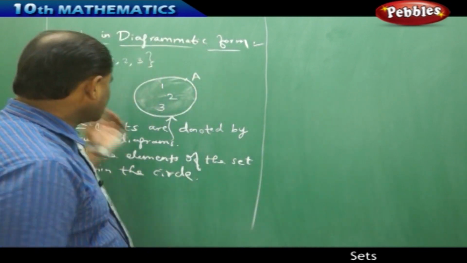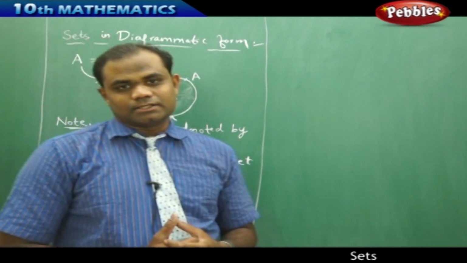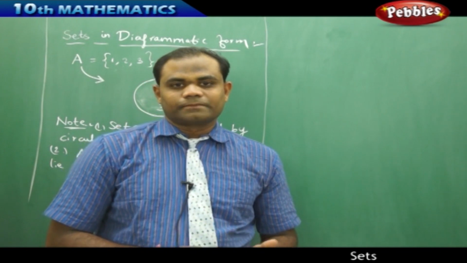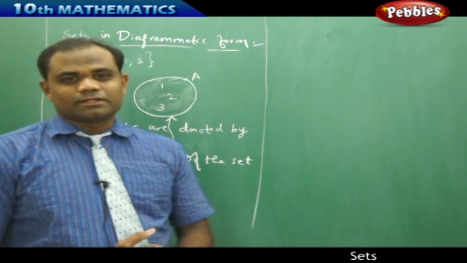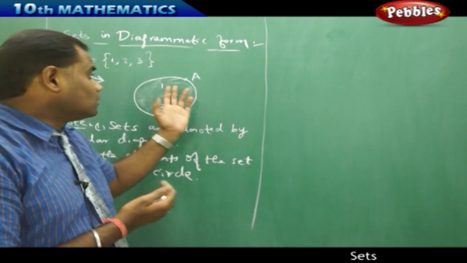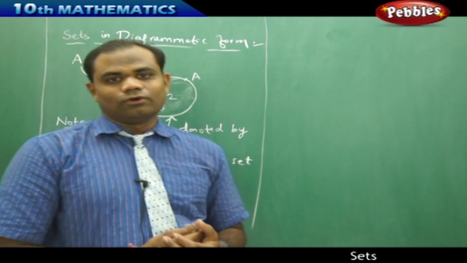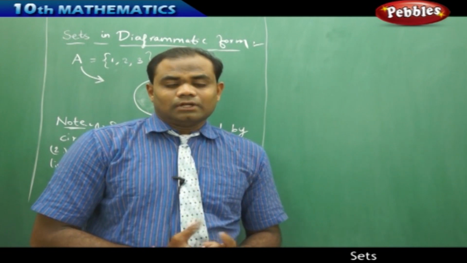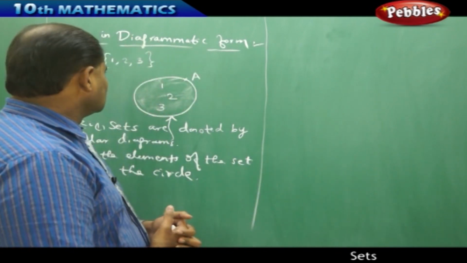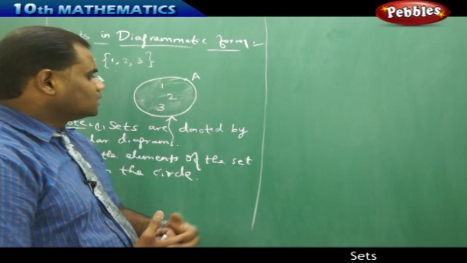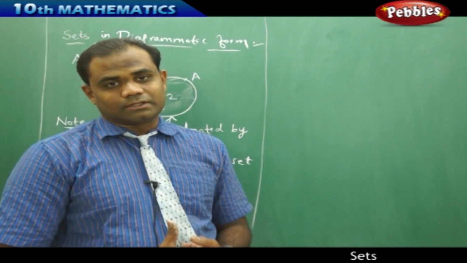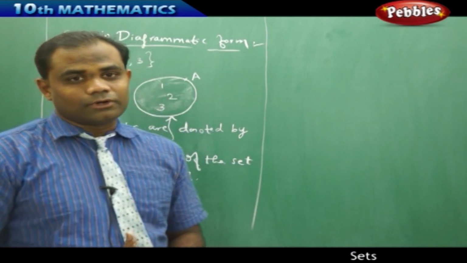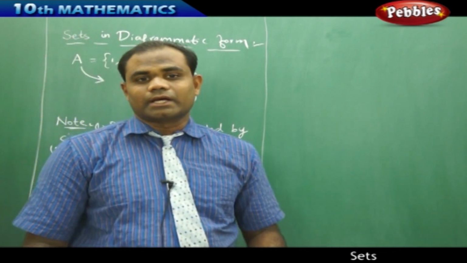Now, for a finite set, I have finite elements inside the circle in the diagrammatic form. If there are infinite elements, also there would be infinite elements inside the circle, covering the entire area of the circle considered for the given set. Now comes the question on how we understand the infinite set as related to the universal set, because the next concept we are going to discuss is the universal set.